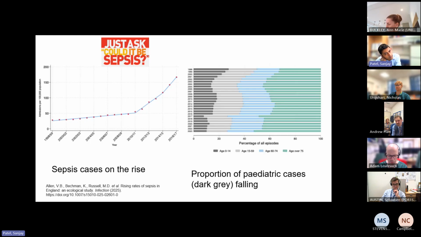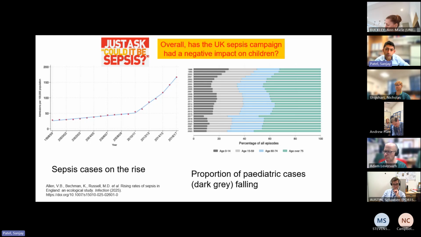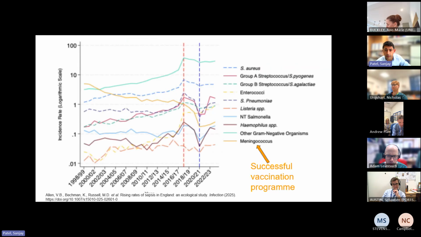However, the problem we have is that we look after children, and the proportion of these cases of sepsis in children is dropping year on year, mainly because of the fantastic vaccines we've introduced over the past 25 years, the conjugate vaccines especially, that protect our youngest children because they align with T cells and T cell immunity. So almost the first question that I ask myself, and I have quite a strong view on this, is: has the UK sepsis campaign had an overall negative impact on children? Actually, deep down, I think it probably has had a bit of a negative impact on children.